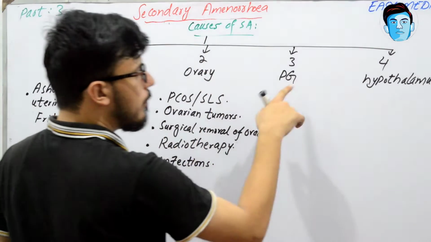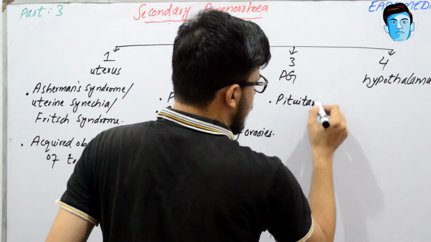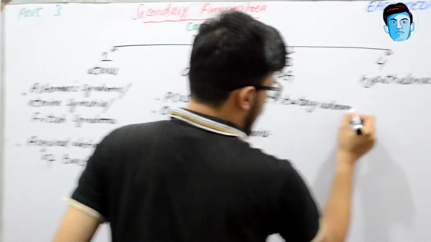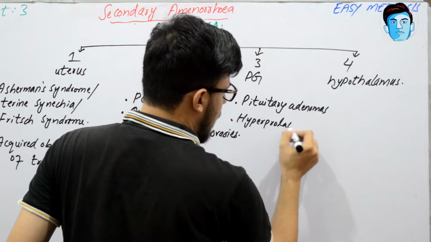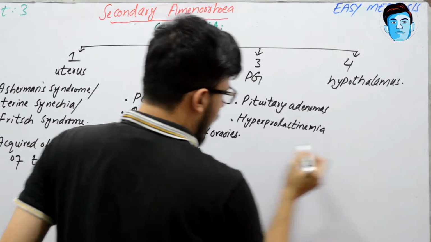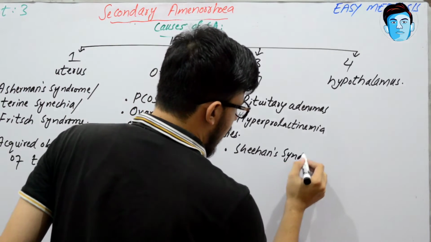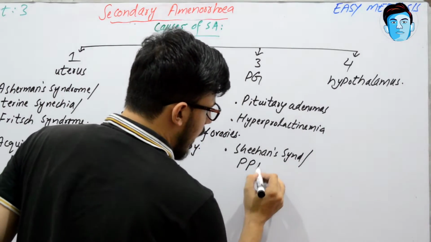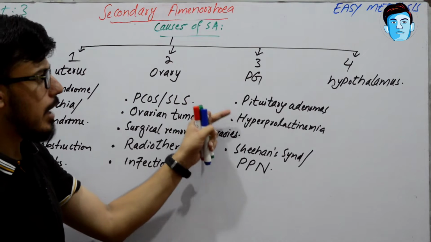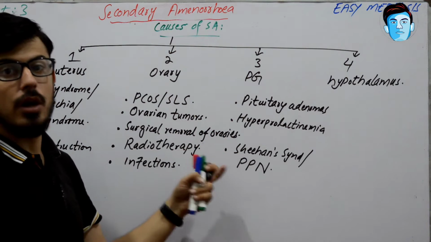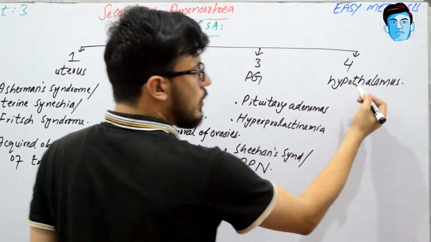What are the causes of secondary amenorrhea related to pituitary gland? The first one is Pituitary Adenomas. Pituitary Adenomas consist of hyperprolactinemia. Also it consists of Sheehan Syndrome, which is also called postpartum pituitary gland necrosis. So the causes related to pituitary gland are pituitary adenomas, hyperprolactinemia, and Sheehan Syndrome.